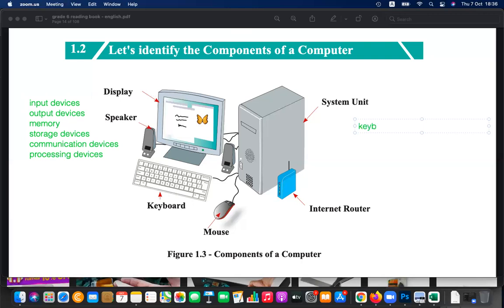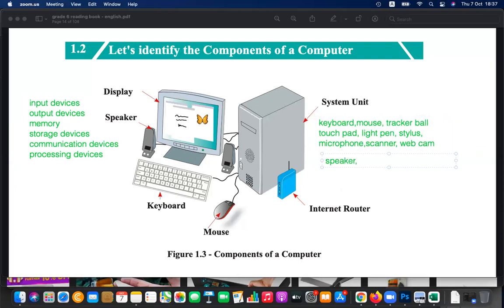Input devices, for example: keyboard, mouse, trackball, then touchpad, light pen, stylus, microphone, webcam, scanner. These are input devices. So what are the output devices?